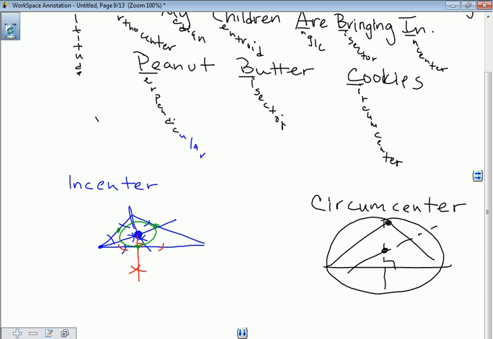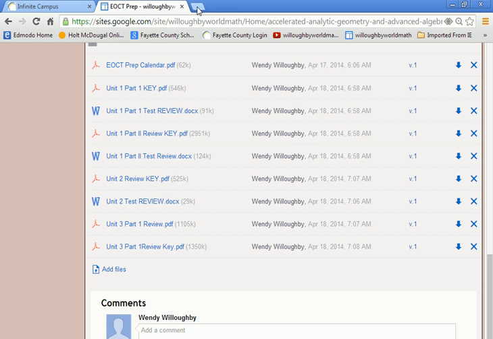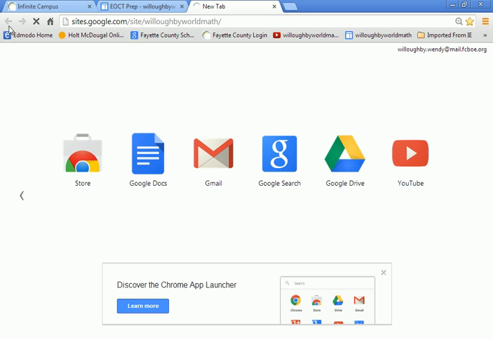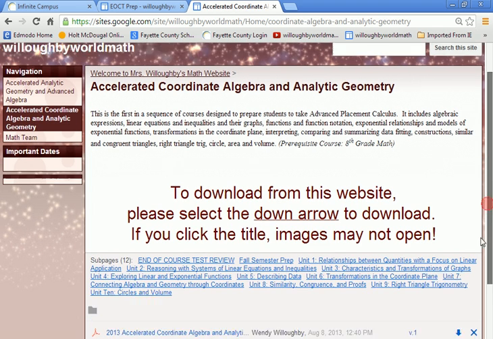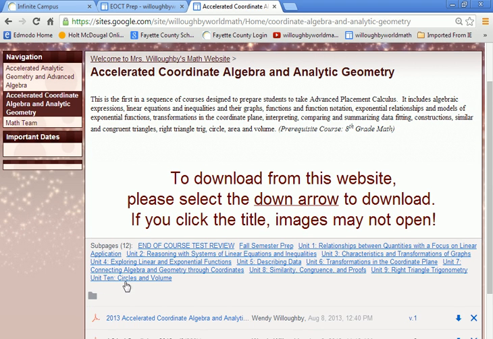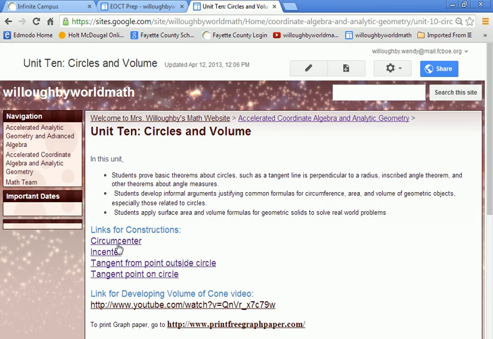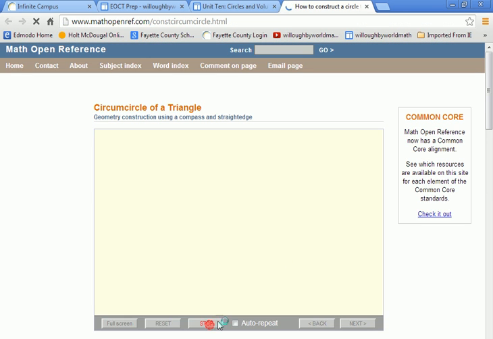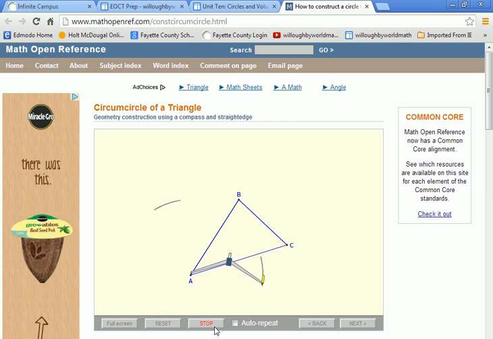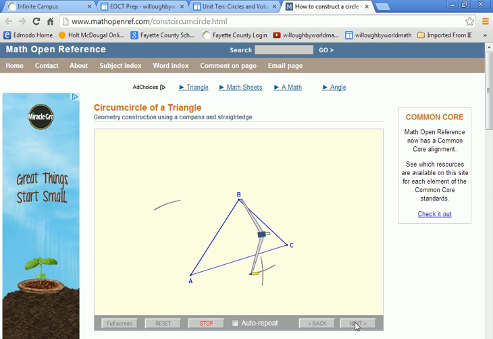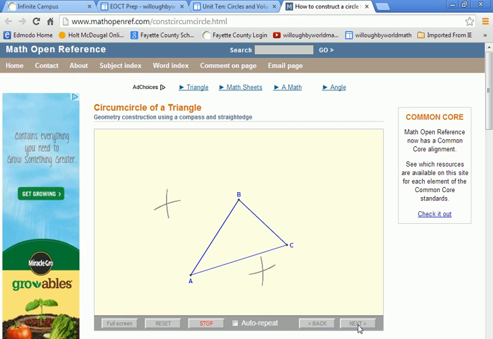Okay, if you have forgotten how to do this, my links on the website are still there from last year. If you go to my website, unit 10 is circles. See how they're labeled? Incenter and circumcenter. Circumcenter, this is how you do it. Perpendicular bisector. This is slow. Perpendicular bisector.